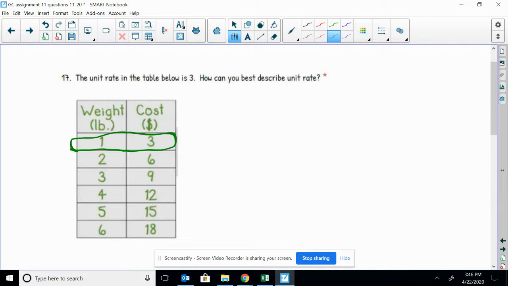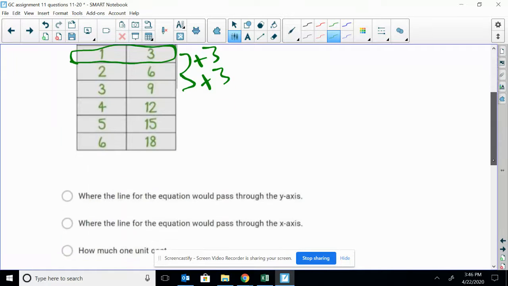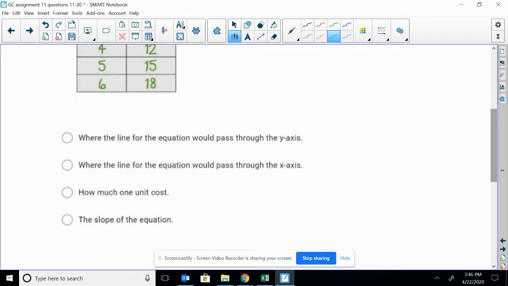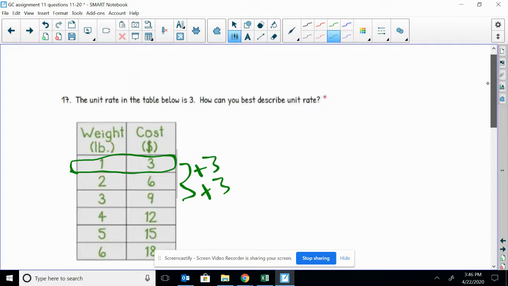And unit rate is how much it increases by every time. So if we bought 0 pounds, it would be $0. So we know that this table is proportional. We also know that it increases by 3 every time. That increase, remember the video, he talked about that being our slope. So unit rate, how much one unit costs, but it's also the slope of our equation. You could have marked either one of those and it would have been correct.